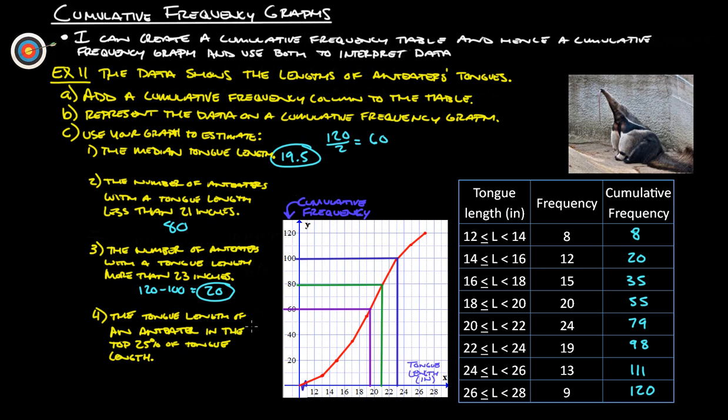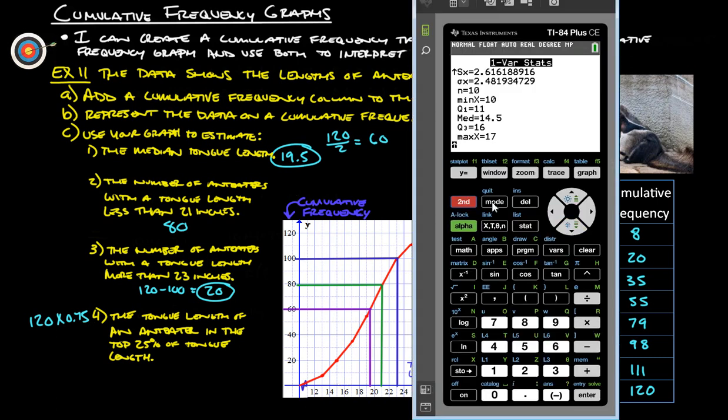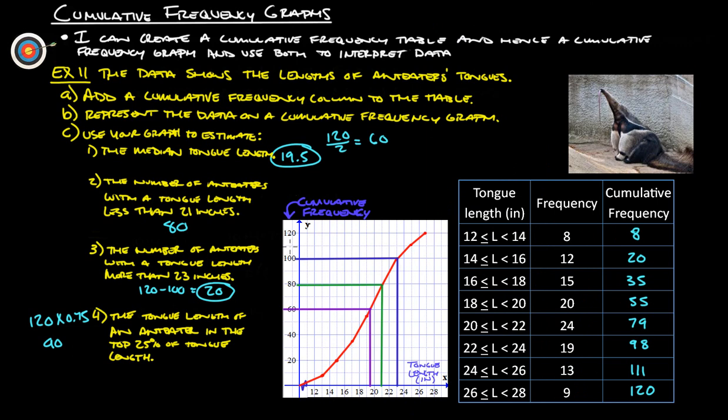Okay, and then the tongue length of an anteater in the top 25% of tongue length. To figure out the top 25% of tongue length, we know that we have 120, so we want the top 25%. So that is going to be the 75th percentile. So multiply that by 0.75, and then that should help us figure this out. Okay, so let's see, we're going to do 120 times 0.75, and we are looking for the 90th piece of data here.